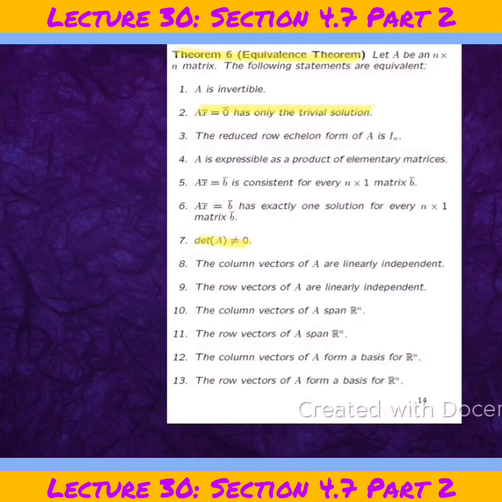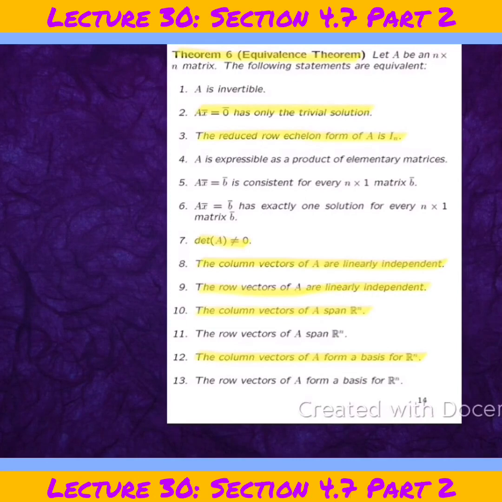Therefore, that's going to imply that these column vectors of A are going to be linearly independent. And therefore, because they are linearly independent, they're also going to span Rn. And the column vectors of A are then obviously going to be a basis for Rn. Now the row vectors of A are going to be linearly independent, because if A is invertible, the reduced row echelon form of A is the identity matrix.